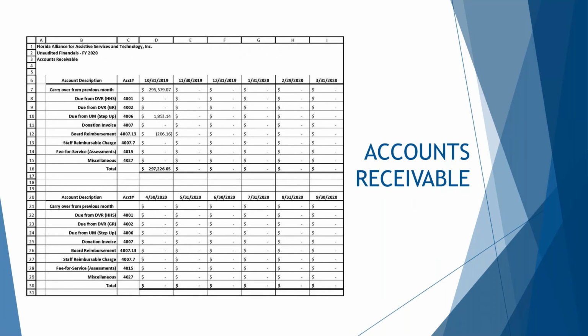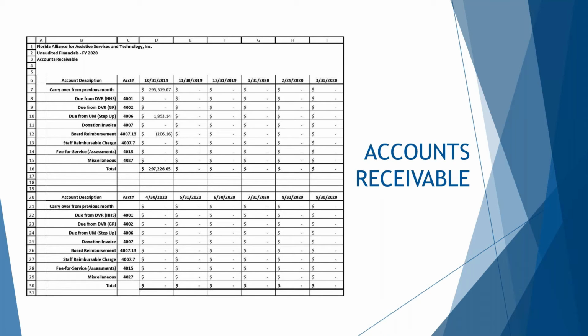Our next document is our accounts receivable. This looks at those invoices or those amounts that we have asked other people to pay us and what we can expect in the income coming back. We carried over some accounts receivable from the previous fiscal year, which was $295,579.07. But then I tried to break out what we're going to receive by the different funding streams. So you'll see from Voc Rehab that we have our HHS and our GR funds, and then from University of Miami, our Step Up funds.